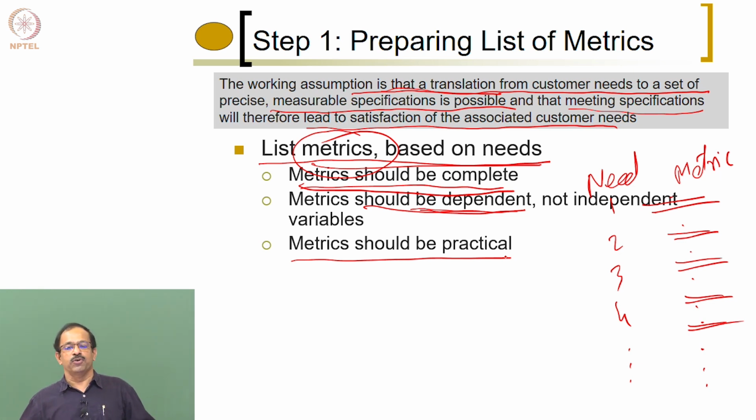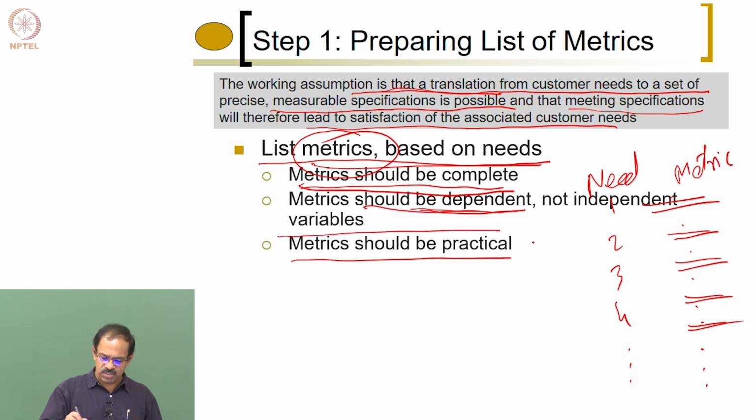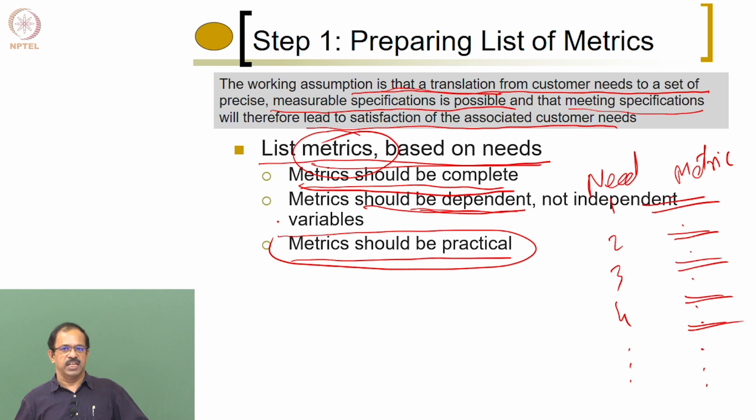So for example, if you take some products, you cannot say that the electromagnetic interference under zero gravity should be a metric, because these things cannot be practically measured. So you should take something which can actually be practically measured. Under zero pressure or 30 bar pressure, this thing should be so and so. These are not practically feasible, not practically measurable. So don't take something which is not practically measurable. That is basically what you mean by metric should be practical.